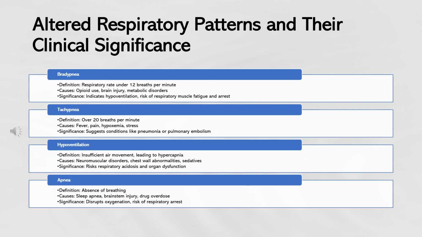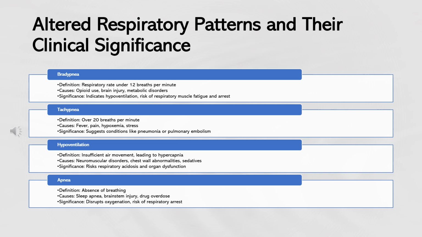The first one we're going to look at is called bradypnea. Bradypnea is a reduced respiratory rate, typically under 12 breaths per minute in adults. It can be caused by opioid use, brain injury, metabolic disorders, or sleep-induced respiratory depression. It may indicate hypoventilation, leading to increased blood carbon dioxide levels. Prolonged bradypnea can result in respiratory muscle fatigue, inadequate gas exchange, and potential respiratory arrest.